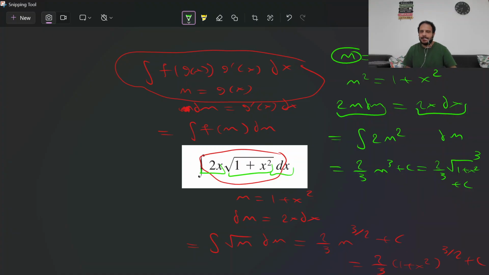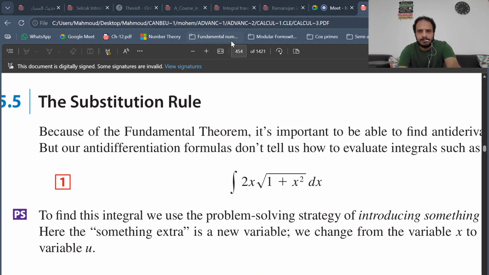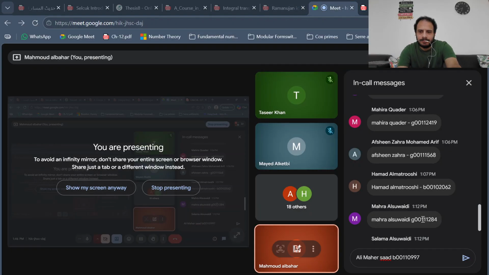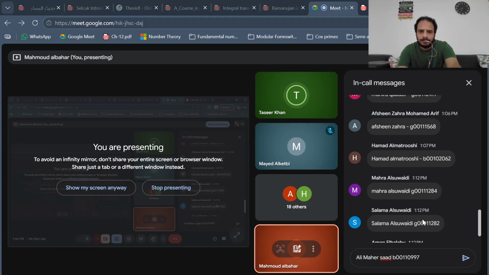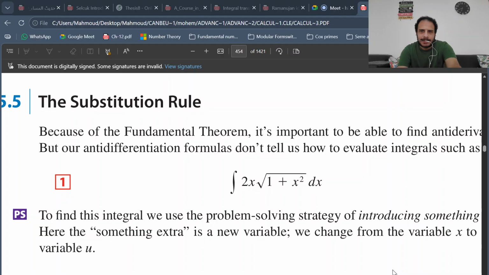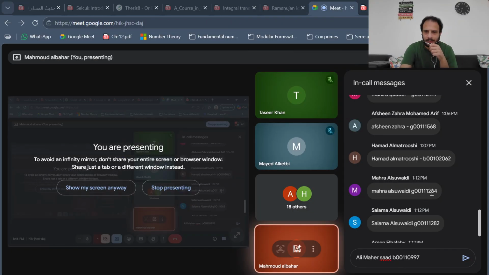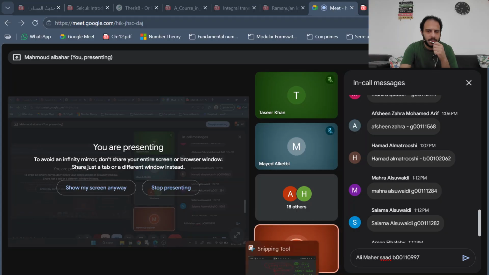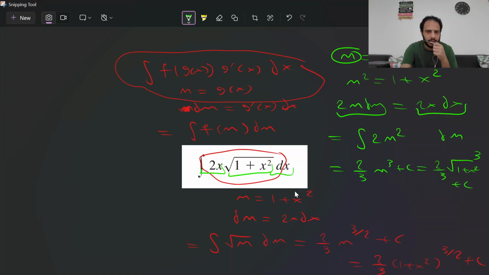What do you think? Is it the same solution? I think, yeah. Yes. What do you think? Which substitution is better? Which one would you use when you want to solve such integral? I think the first one. The m equals 1 plus x squared? Yes. Okay.